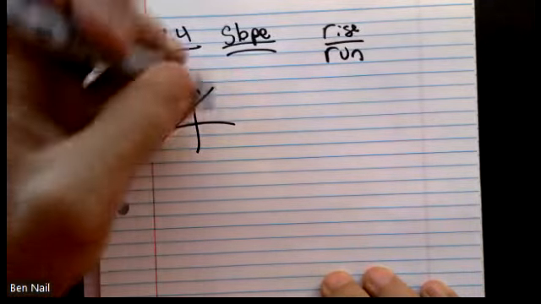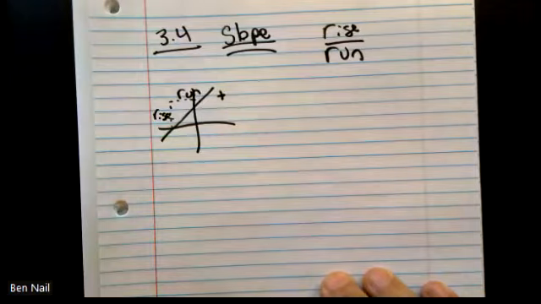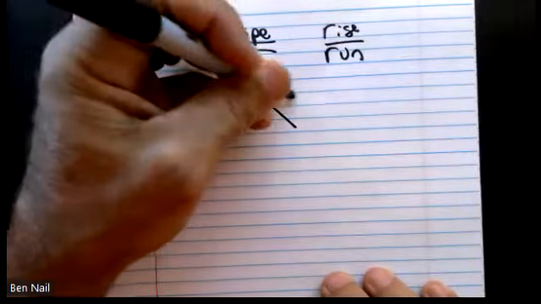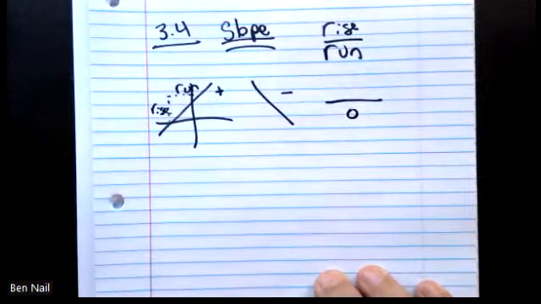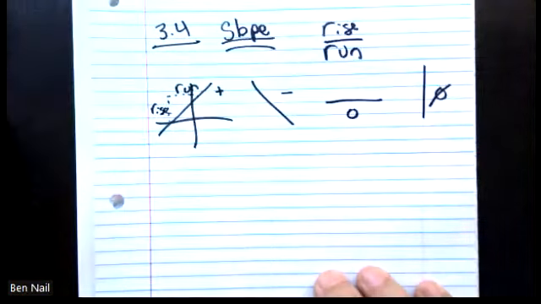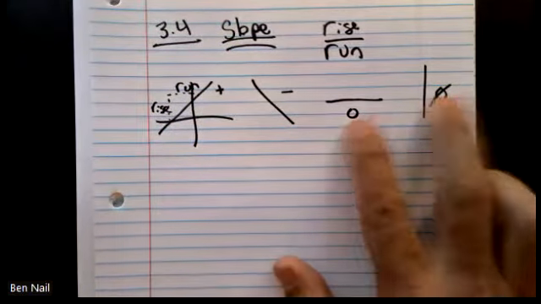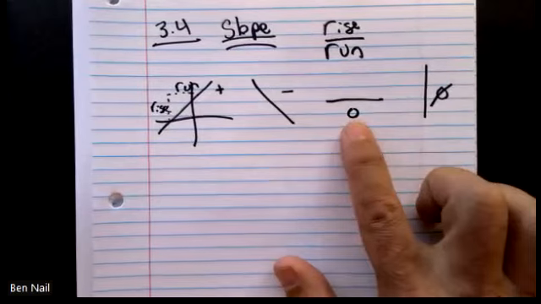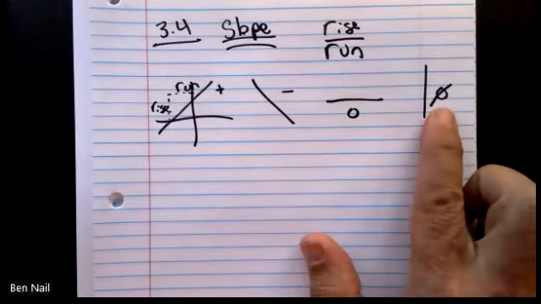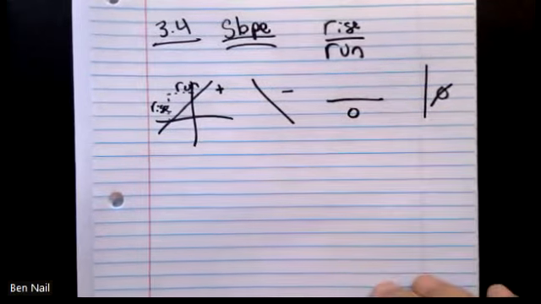Remember, if it goes up and to the right, that is a positive slope. If you go down and to the right, that's negative. Remember, horizontal is a slope of 0, and vertical, that slope is undefined. These two are very different. Having a slope of 0 and then a slope that is undefined are very, very different things.